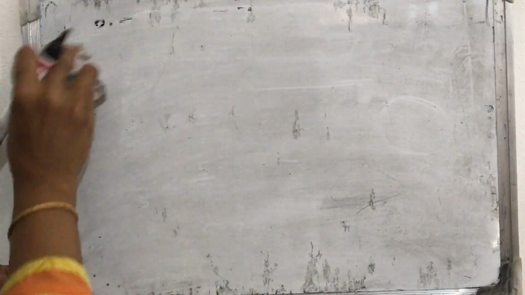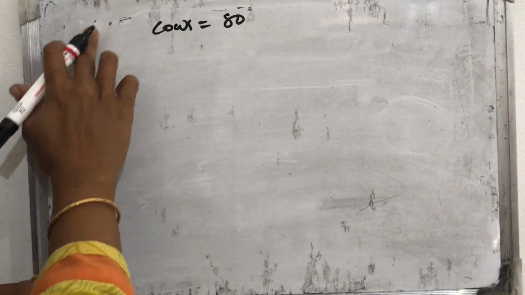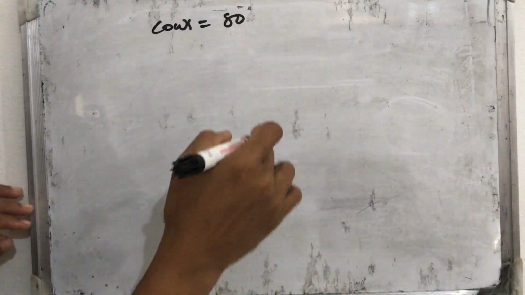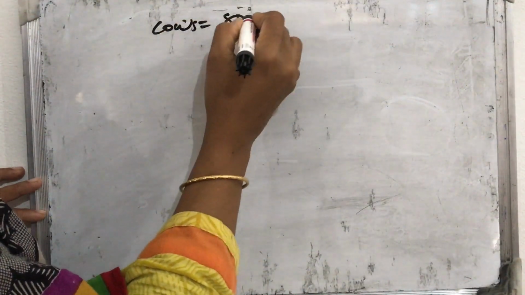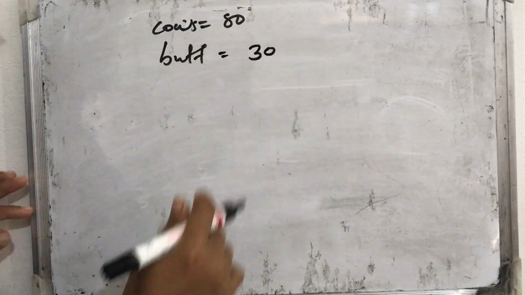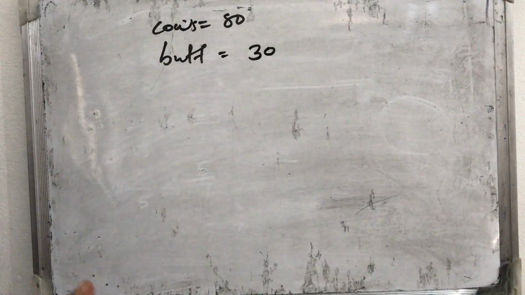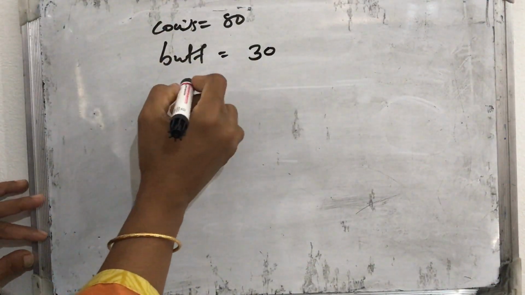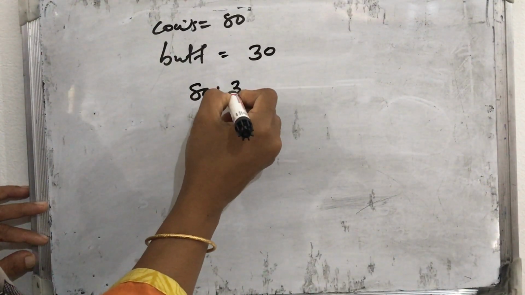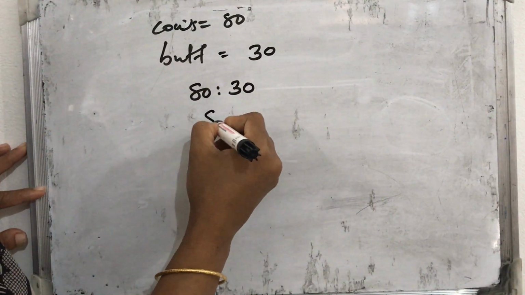Next question, question number 4. In a farmhouse there are 80 cows and 30 buffaloes. Now I will give only clues. You want to write the answers with the needed correct steps. The number of cows is 80 and the number of buffaloes is 30. The question is, what is the ratio of the cows to the buffaloes? That ratio will be 80:30. If it is asked to write the simplest ratio, we can write it as 8:3.